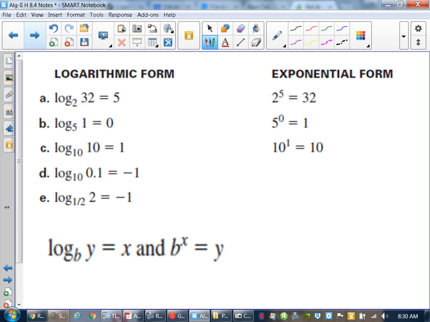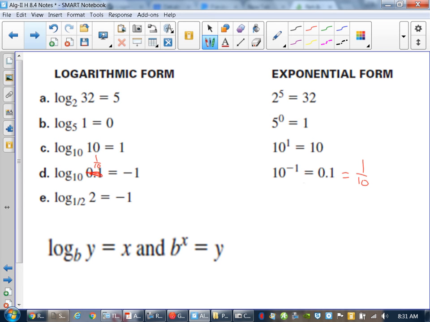Now think of this one. Log base 10 of 0.1. Because what's 0.1? It's 1/10. So sometimes you'll see it written as 0.1, sometimes you might see it as 1/10. So that just means that 10 to the negative 1 is 1/10. It happens a lot in textbooks that they will switch between decimal values and fractional values. Remember your exponent rules. When you have a negative exponent, it just means you're flipping it. Log base 1/2 of 2 is negative 1.